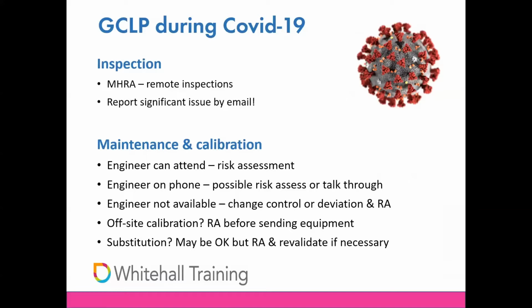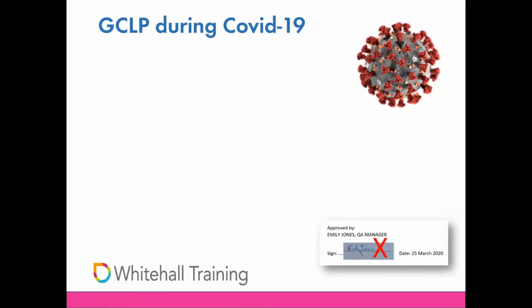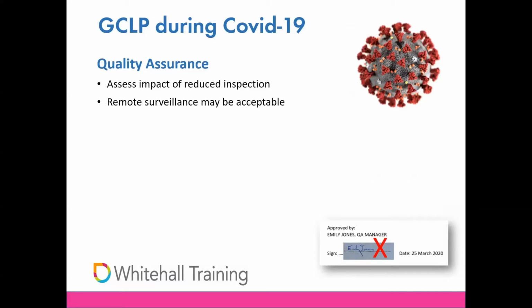Another possibility is substituting equipment with other equipment. This could be okay, but bear in mind you'll need a risk assessment and you might need to revalidate the equipment. What about quality assurance? You need to assess the impact of reduced inspection. Possibly remote surveillance might be an acceptable alternative to face-to-face monitoring.